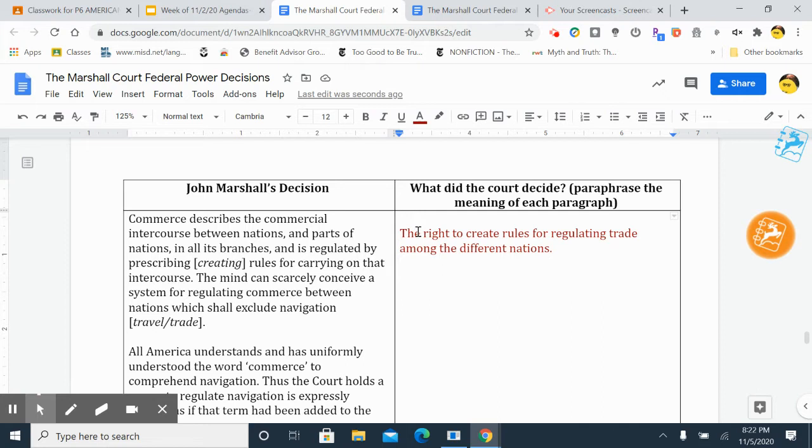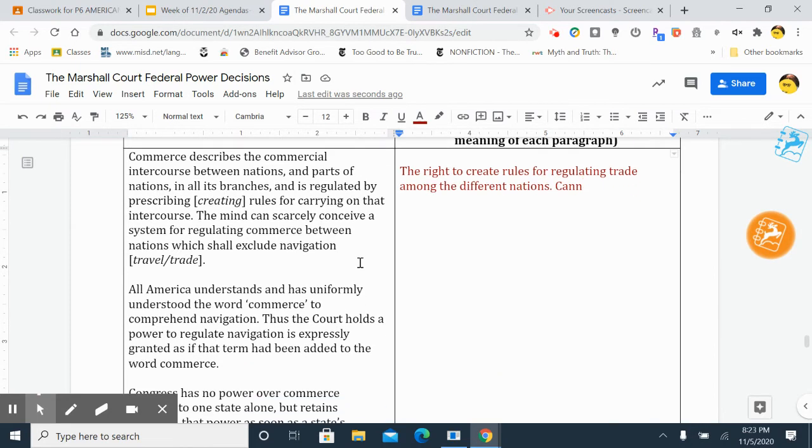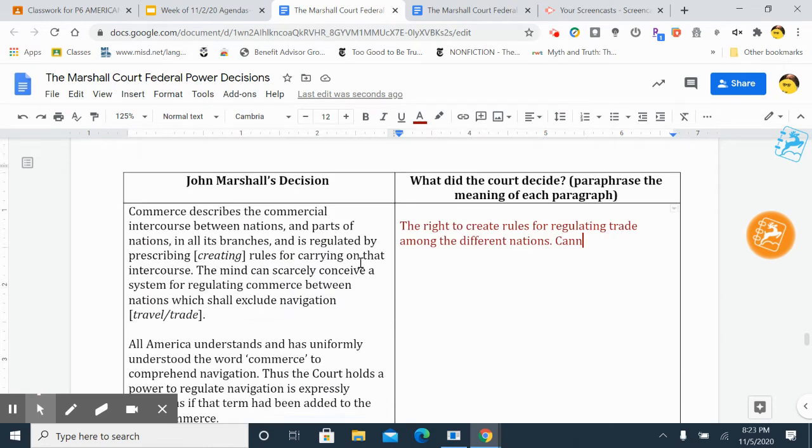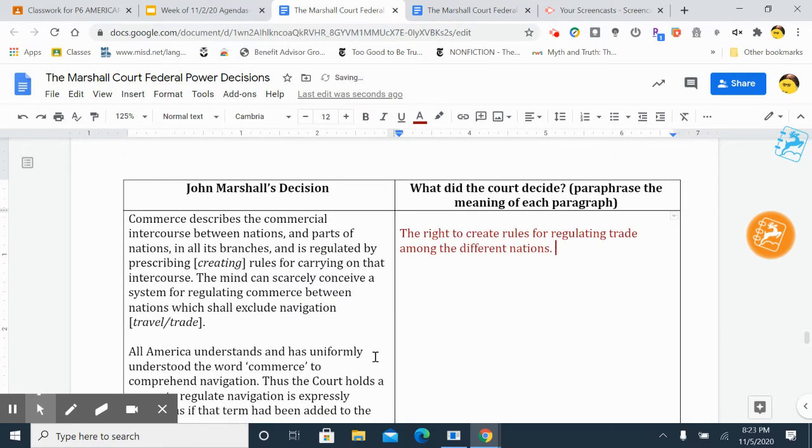And so the right to create rules for regulating trade among the different nations is basically it, and if you want to take it a bit further, cannot exclude waterways, right? And that's another thing you want to think about too.